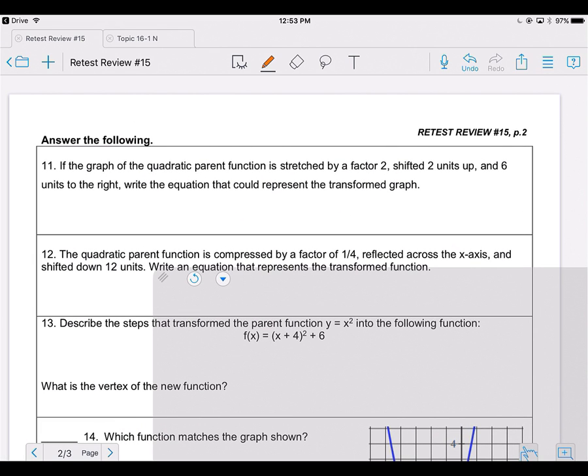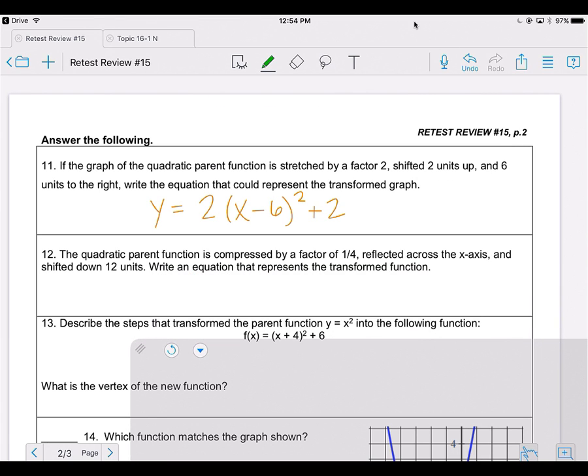11 says if the graph of the quadratic parent function is stretched by 2, shifted up 2, and right 6, write the equation that could represent this. So to stretch, that's going to go in front. To go to the right needs parentheses, and whatever we put inside the parentheses is always the opposite of what we normally do. So right is normally a positive, so we put a negative. They did say quadratic, so I need to square it. And then it's going to go 2 up, so I'm going to add 2 to the end.